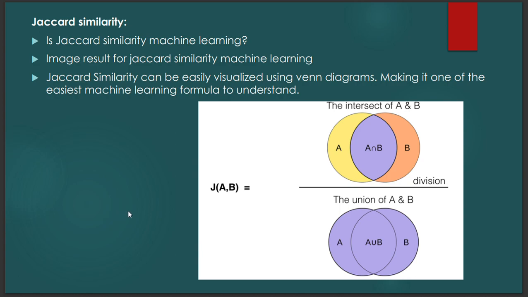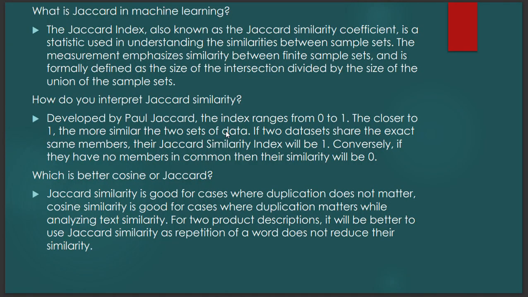Here we can see the two sets, A and B. This is A intersection B, and this is A union B. Jaccard similarity is equal to A intersection B divided by A union B. This is the Jaccard similarity.